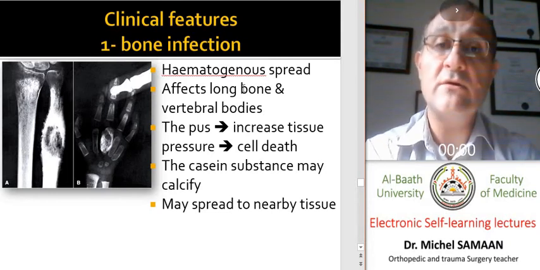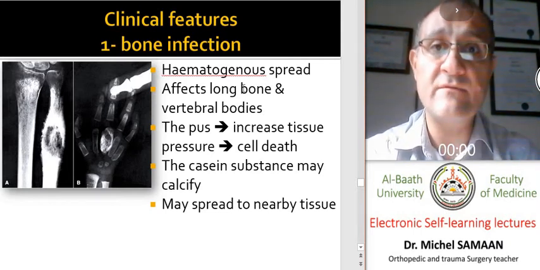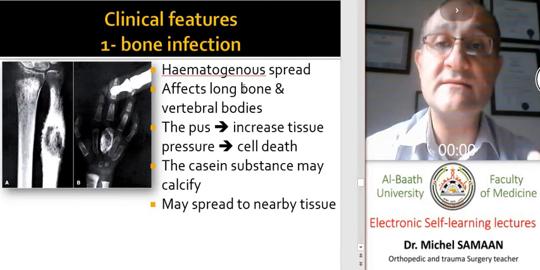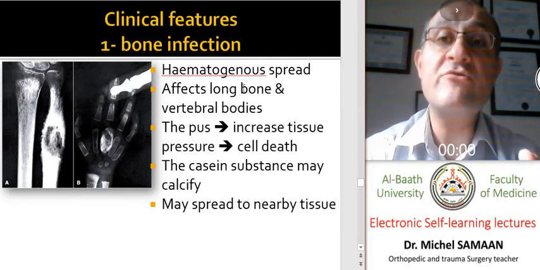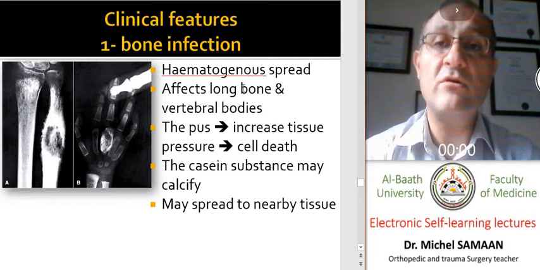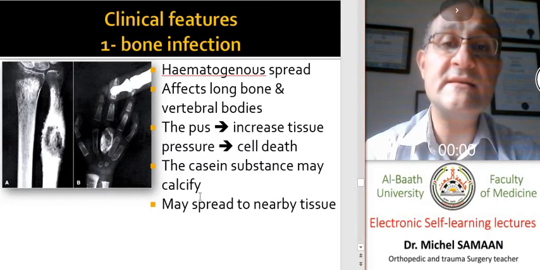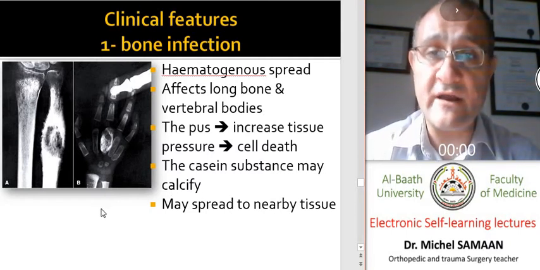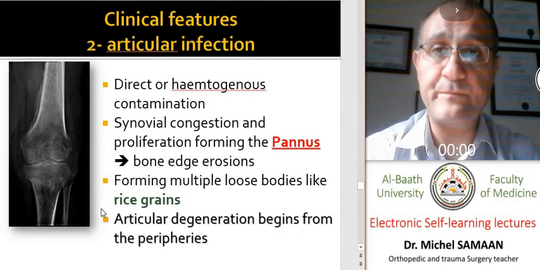We have a large amount of pus and caseation formation that can cause increased tissue pressure and rapid cell death. Usually it's a chronic infection of bony tissue. This caseous substance may calcify and appear on radiographs, and may spread to nearby tissue.